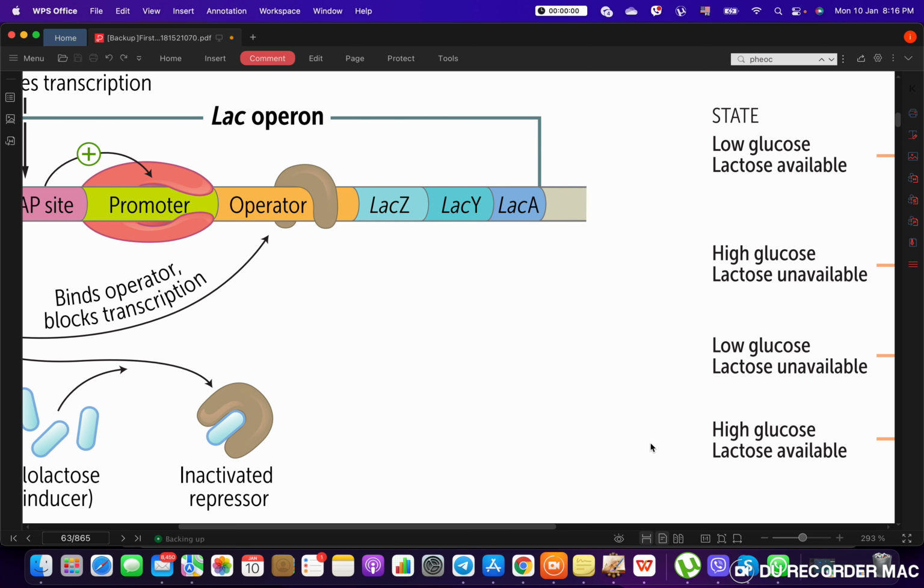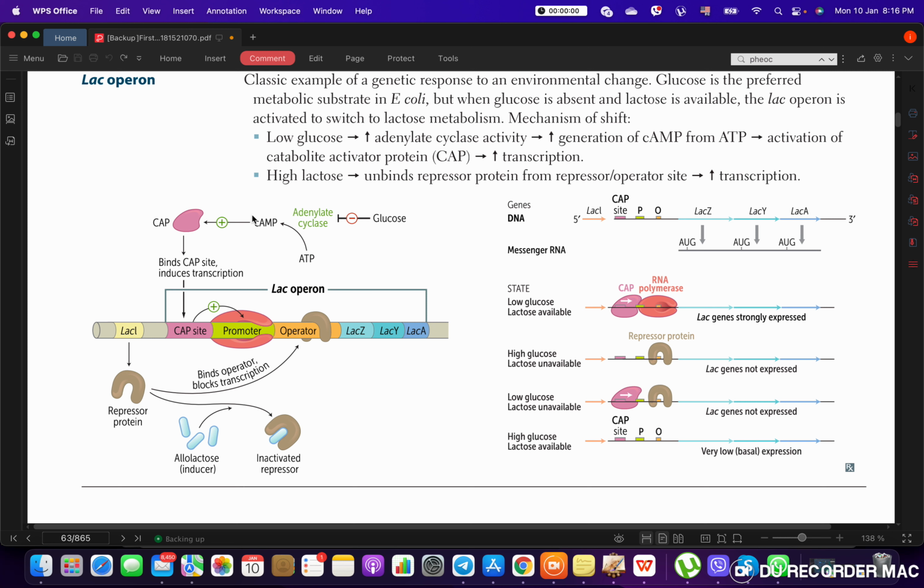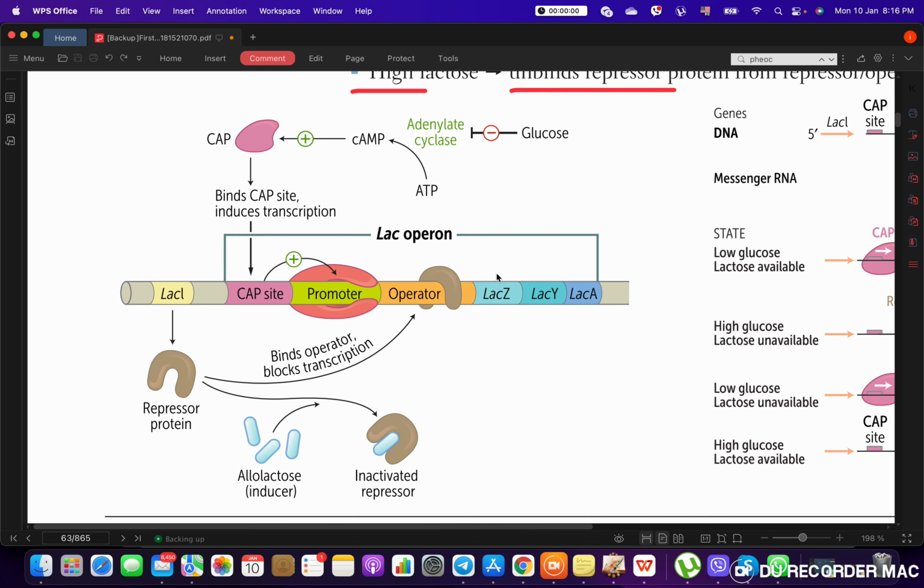Okay? So let me make sure we have some understanding here. I will read the last sentence and then I will ask a few questions, and I hope you guys will be interactive with me. So in case of high lactose, it will unbind the repressor, which is this guy, from the operator site or the repressor site, which is here, which increases the transcription because there is nothing to move in its way.